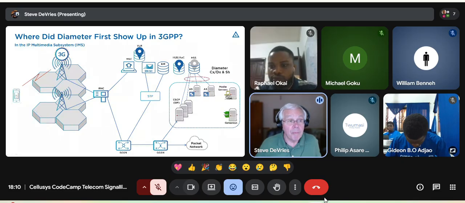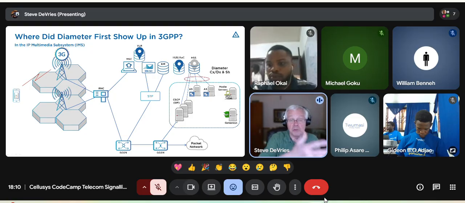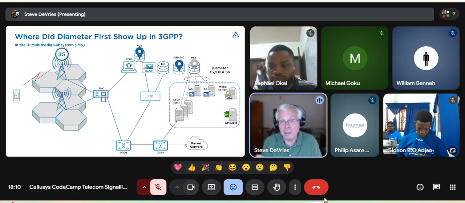It first showed up in the IP multimedia subsystem. I don't know if you remember this from the first lesson. We had this optional architecture that was introduced at release 5, and it allowed for multimedia services to be used in the mobile environment. That's something that is used very commonly today, but back in 2003 or 2004, that was very radical.